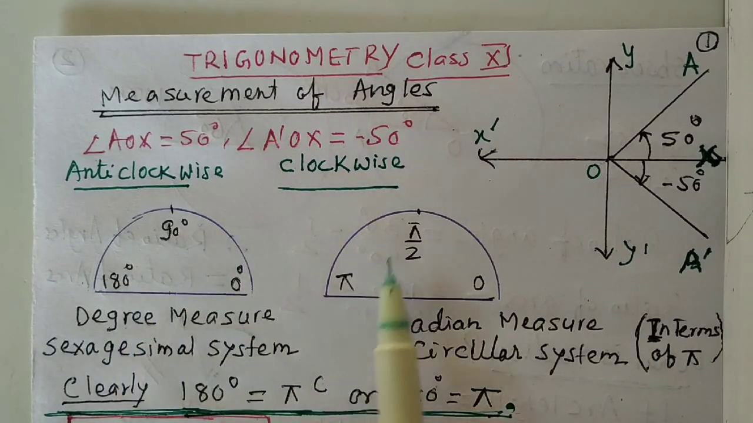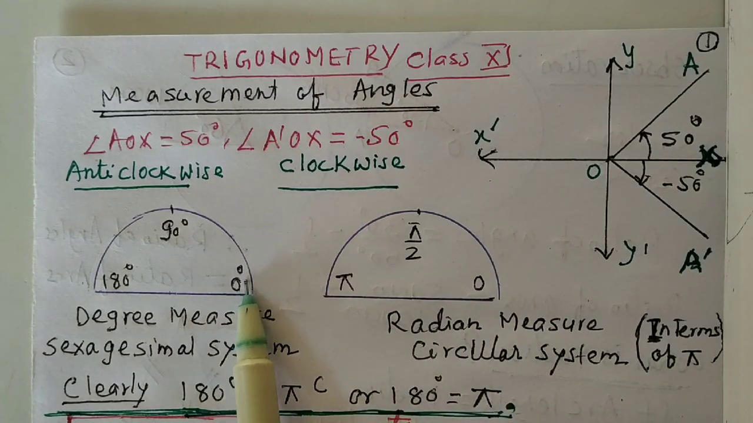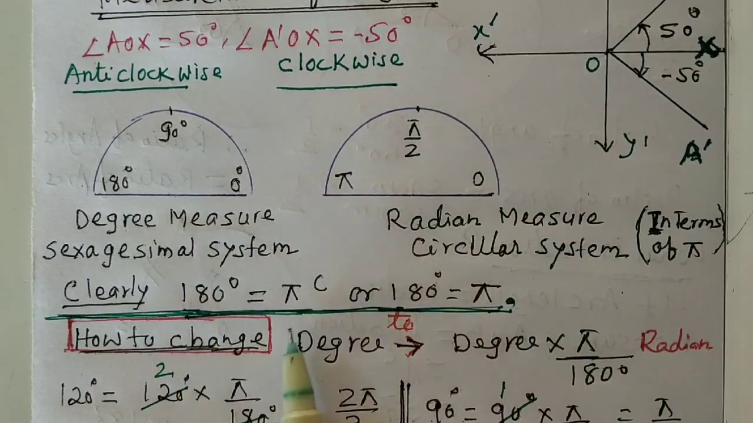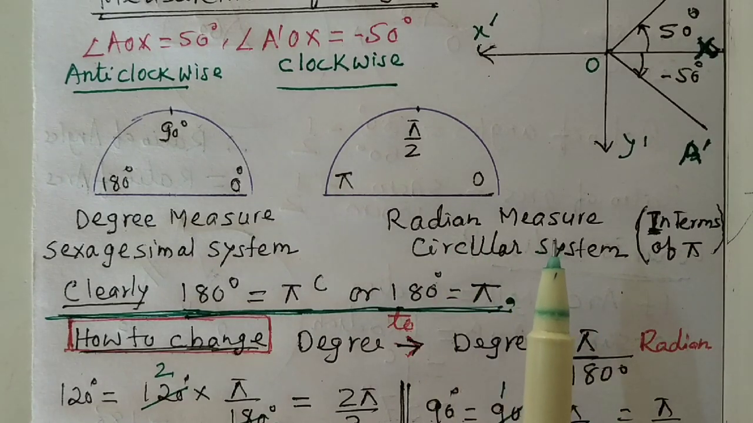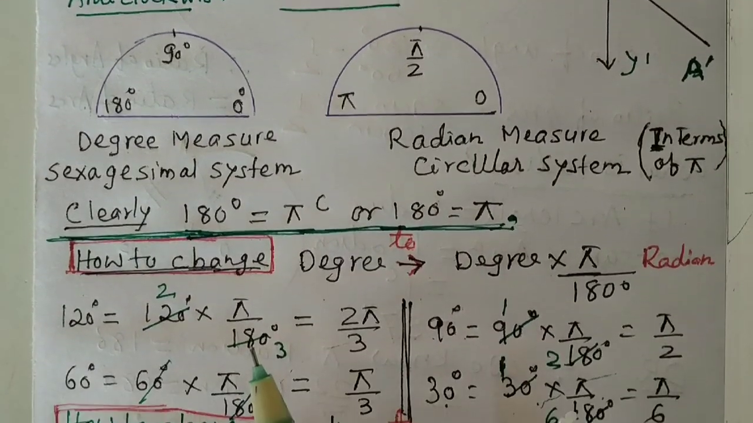Likewise, half of pi is pi by 2. So there is no degree here. Here there is a degree, but here it is without degree. Clearly, 180 degrees is called pi radian. C stands for circular system. The radian measurement is also known as the circular system. In terms of pi, now we are going to express the degree in terms of pi.